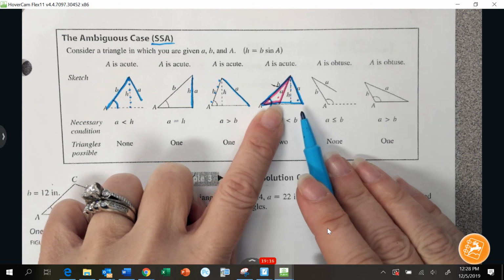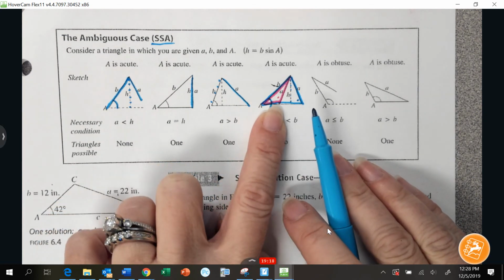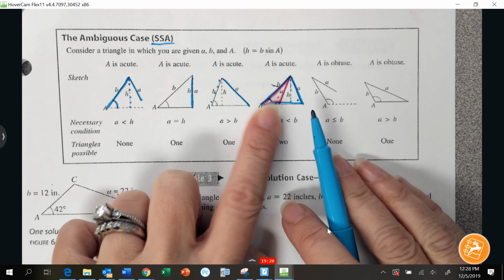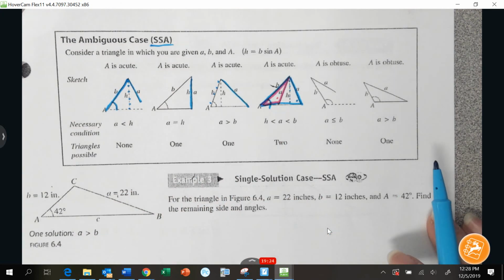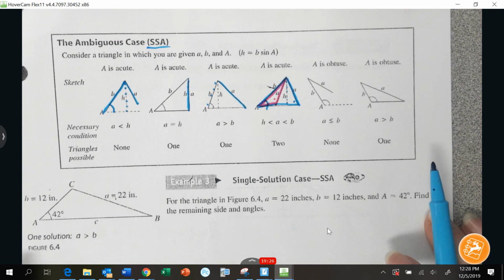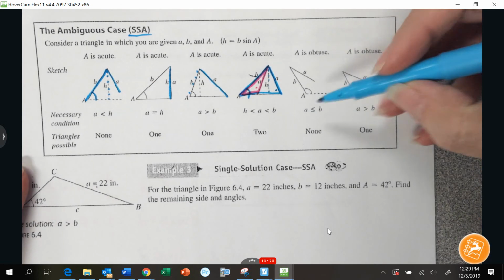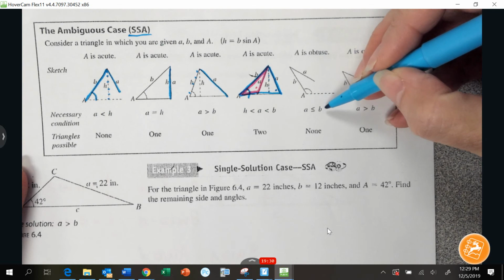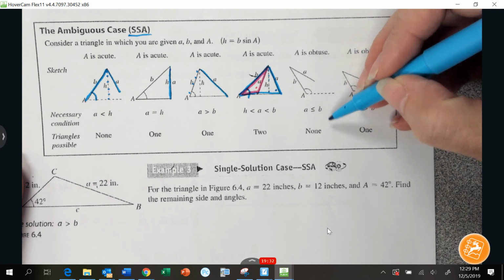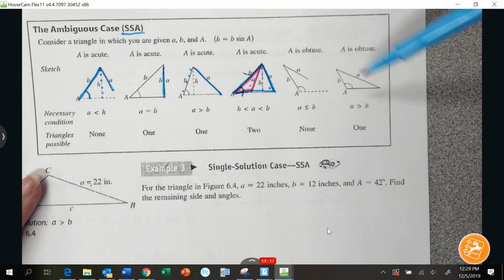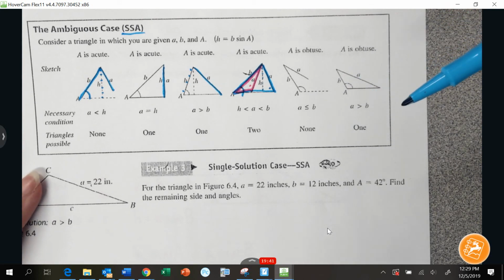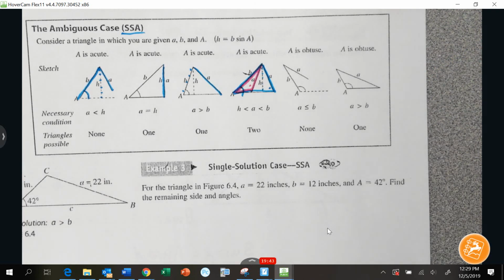That's right. Who said that? Yes. One's acute and one's obtuse. So when you have this situation, you will have to find an acute angle and an obtuse angle. And then if A is less than or equal to B, you will have no triangle. You couldn't do it. Move on. And the last one, if A is greater than B, you will have one triangle. So that's the first thing, is you're going to have to figure out what kind of triangle you have.